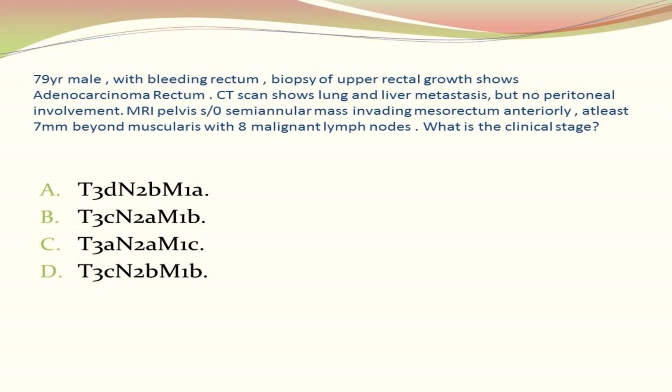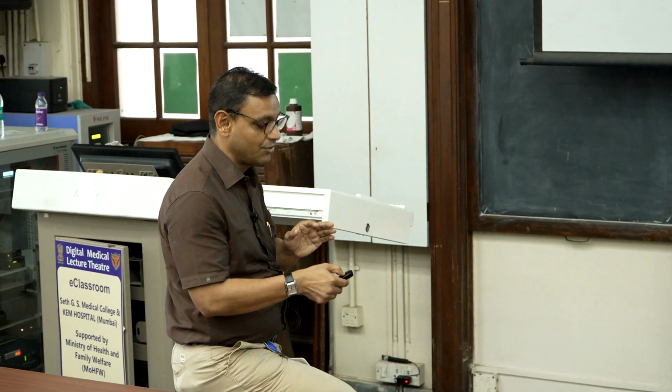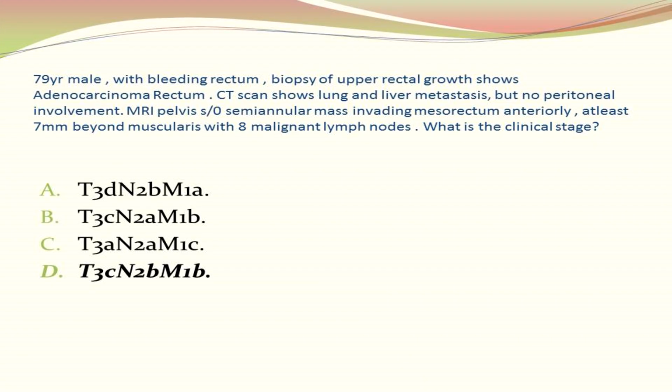Ultimately what remains is T3. So answer is T3C, N2B and M1B. Understood? So this is the way you come to a conclusion or you finalize your answer. Okay. So answer is T3C, N2B and M1B.